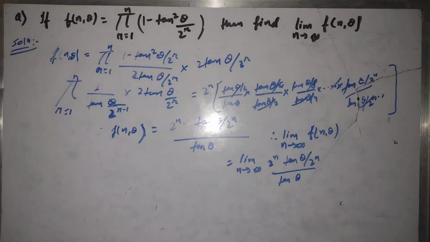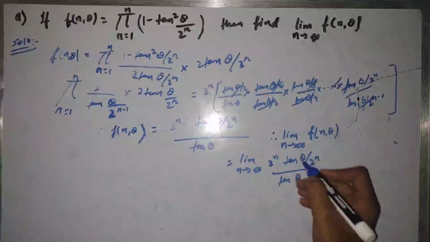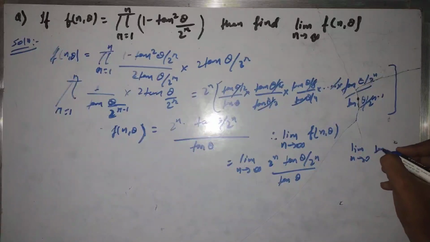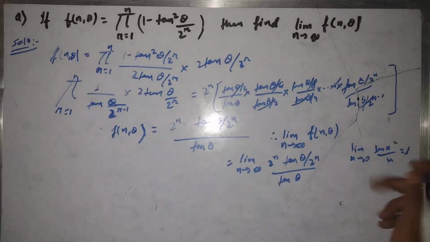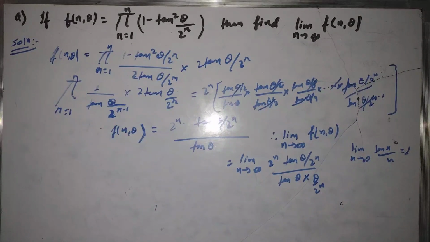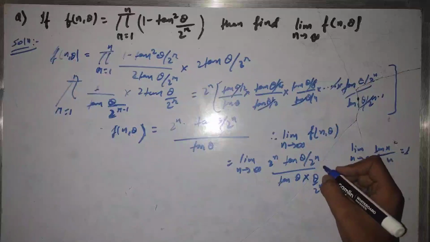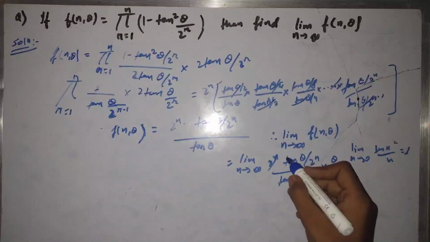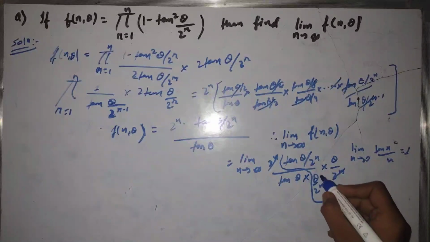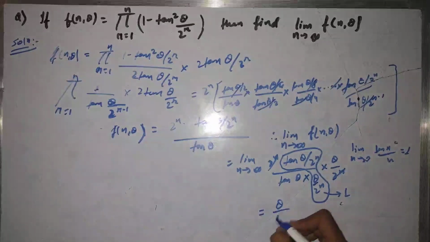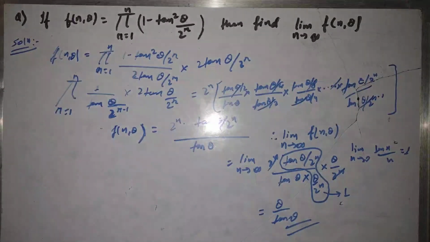We know that this thing is tending to 0, and we know the particular limit, as x tends to 0, tan x upon x equals 1. So we have to create this particular thing in the denominator also. I'm going to multiply by theta upon 2 to the power n, because I have multiplied it here, I will multiply it here, and so this will be cancelled, and this particular limit will tend to 1. So our answer would be theta upon tan theta. So that's the second problem. It's a nice problem.